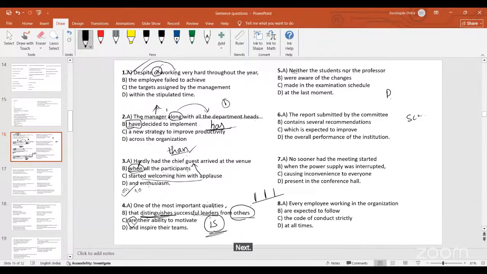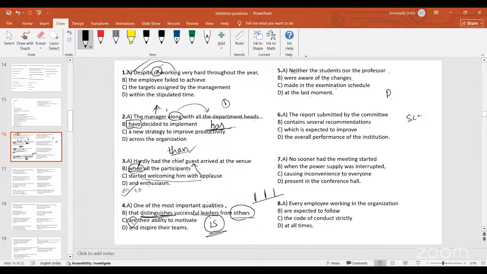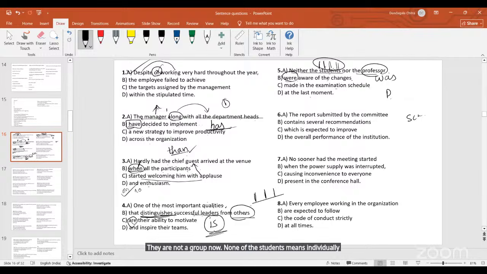Next, neither the students nor the professor were aware of the changes made in the examination schedule at the last moment. D, sir. Were. Yes, instead of were, it is was. See, neither of the students means we can also say none of the students means they are separate. They are not a group now. None of the students means individually. And nor the professor. Here, professor is also singular. They do not come under the group here. So that's why instead of were, it is was.